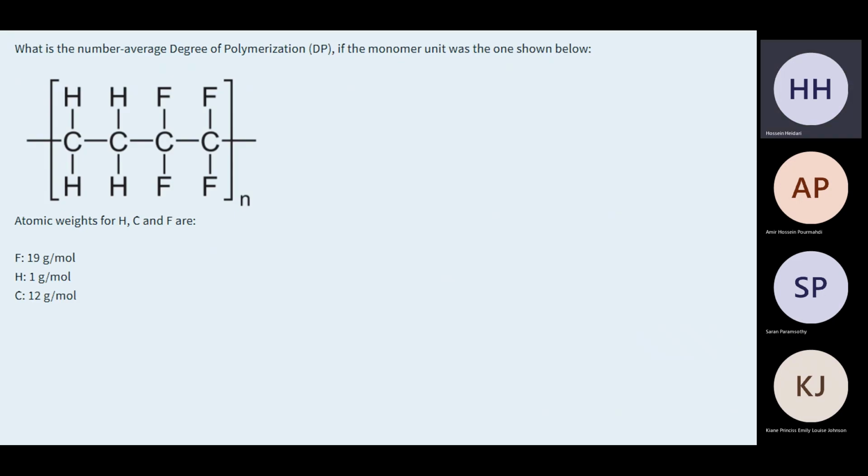Next question. So it's given you the structure for the monomer. Okay. So single unit. Is this actually the monomer?